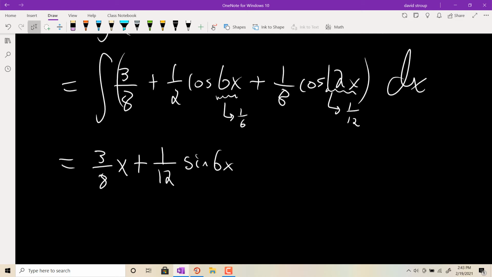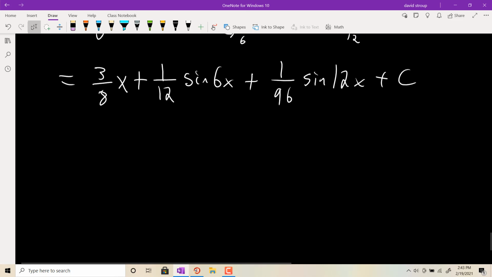integral of cosine of sine, and then plus 8 times 12 is probably like 96, right? 1/96 sine of 12x, and then plus c. Okay, it's kind of long, but it's very kind of computer programmed. You're just kind of following a list or procedure.